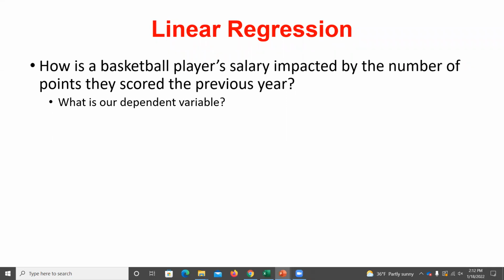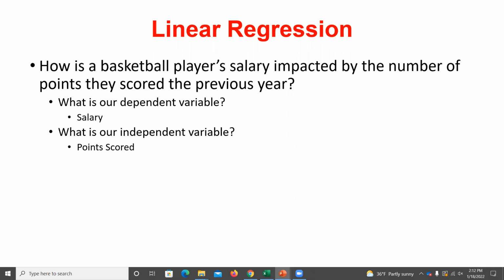Exactly. Our dependent or y variable is what we think is going to be changed by the points scored. So it's salary. And then what do we think the independent variable is? Number of points scored in the previous year.